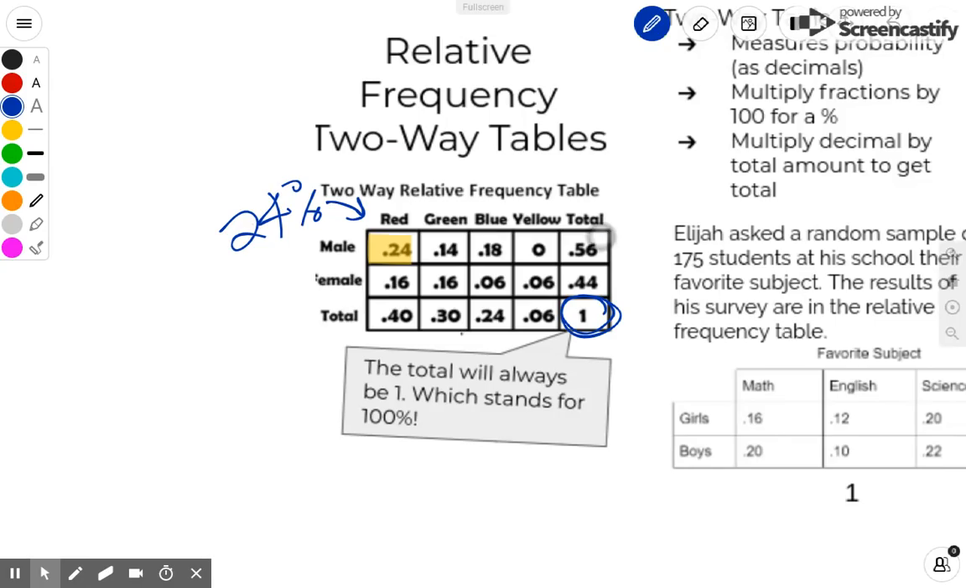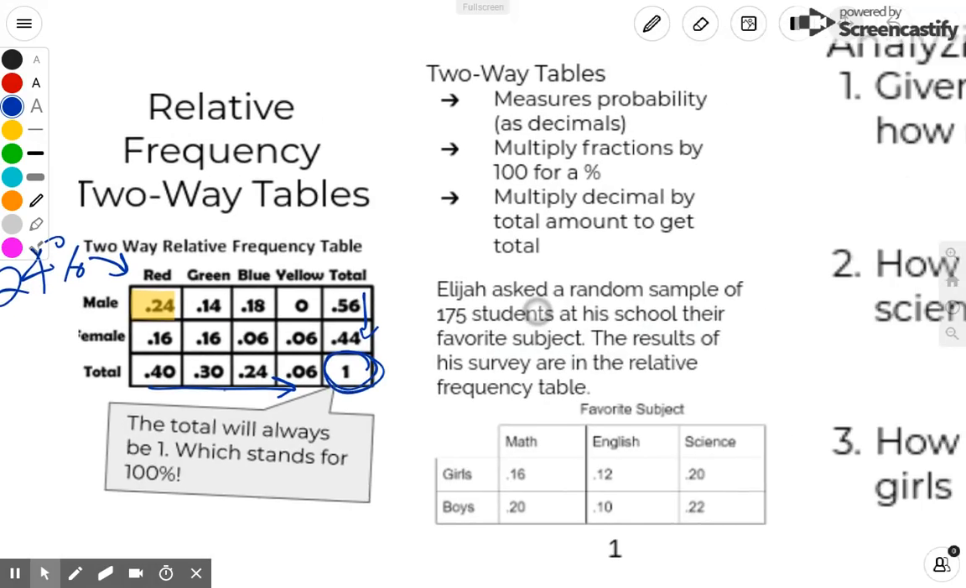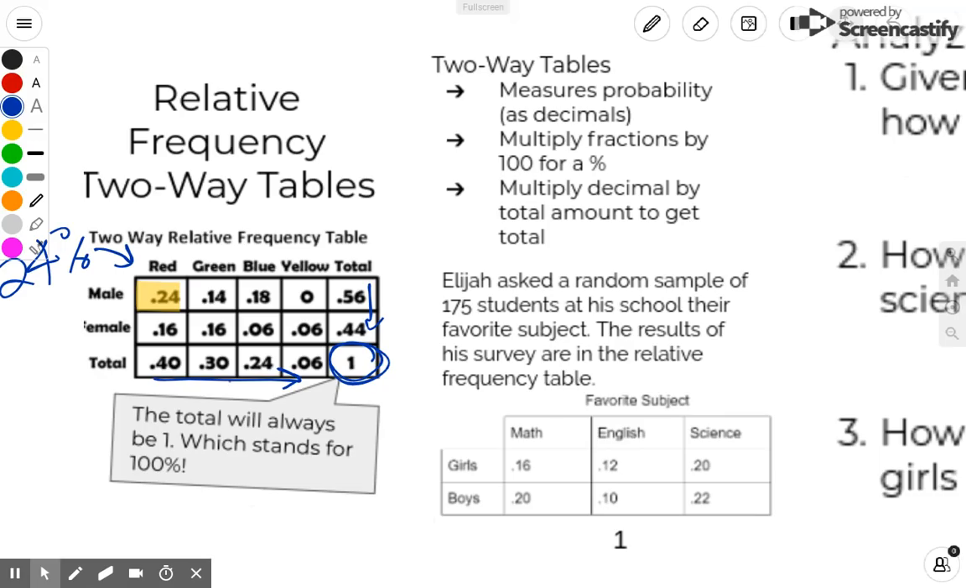So that means that these total to 1 and that all of these also total to 1. There are relative frequency tables with columns and with rows, so we're going to talk about those today as well. But let's first talk about how we analyze one. A couple of things about two-way tables: they do measure probability, normally as percents.